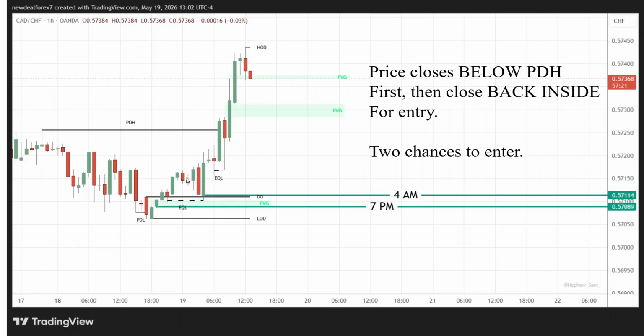And I mean, you could have got in anywhere in these consolidations here, but the best one would have been at 4 a.m., close to this fair value gap and daily open. And then price just did a straight rise. Easy, right? So again, it's just in 3 steps.